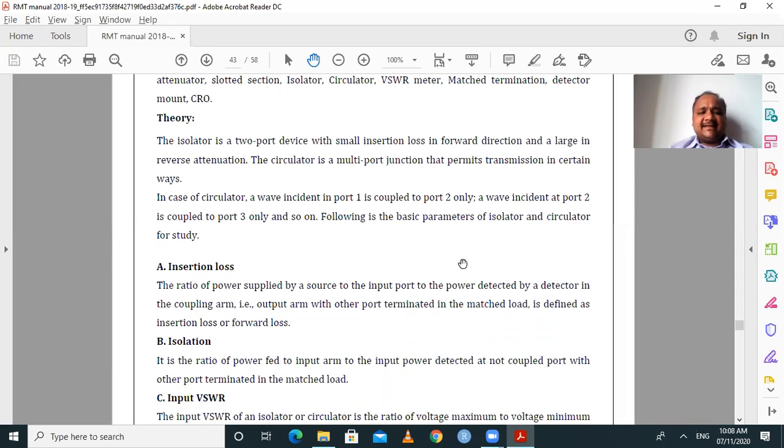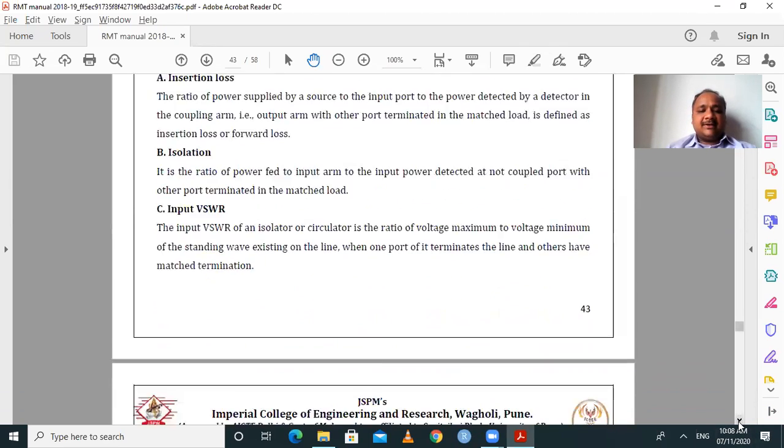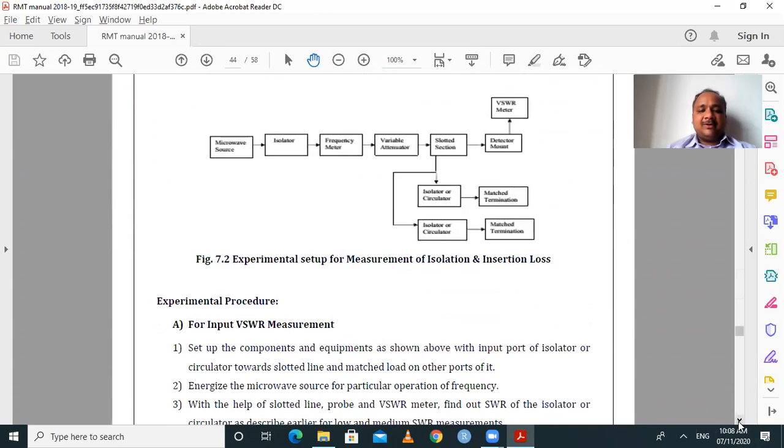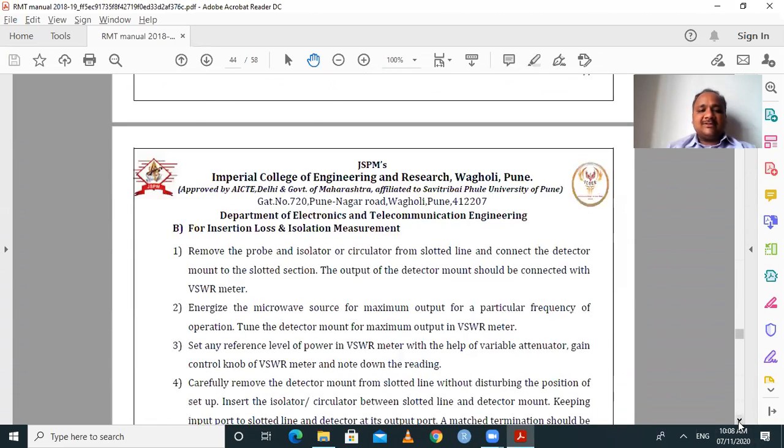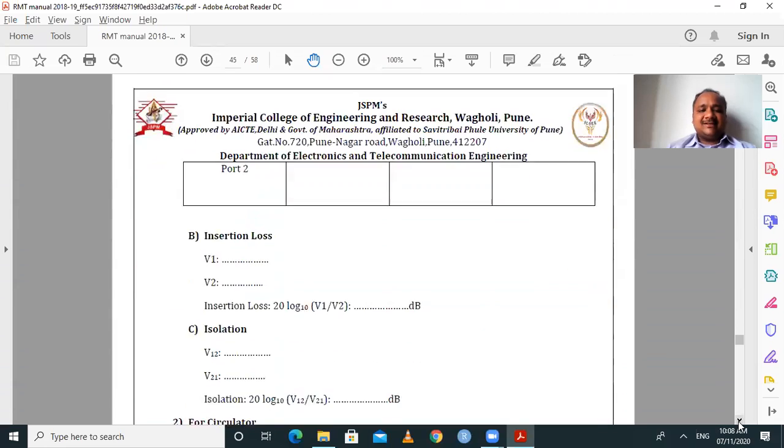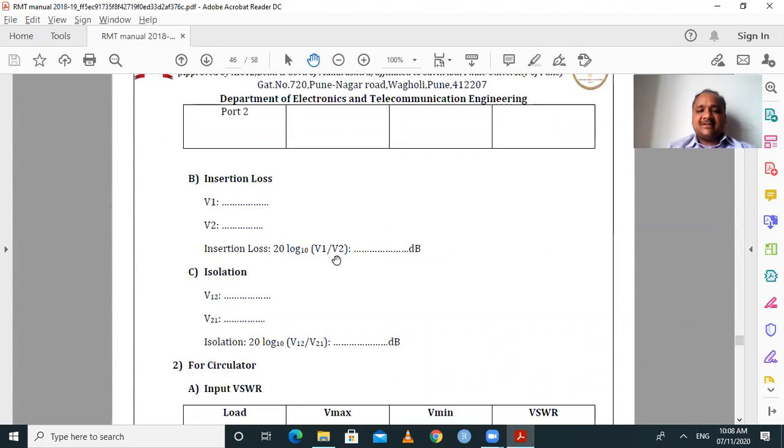There are parameters like insertion loss. It is the ratio of power supplied by a source at the input port to the power detected by the detector in a coupling arm. The formula for insertion loss is equal to 20 log to the base 10 of V1 upon V2. Here V1 is the voltage at port number 1 of the isolator.